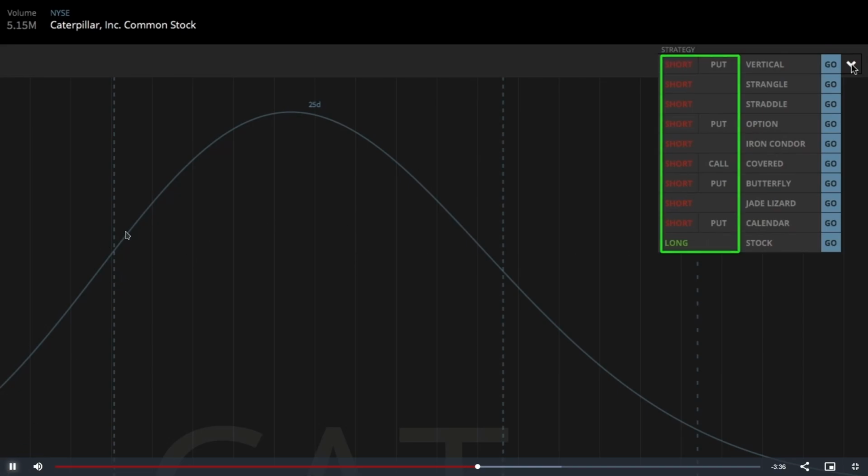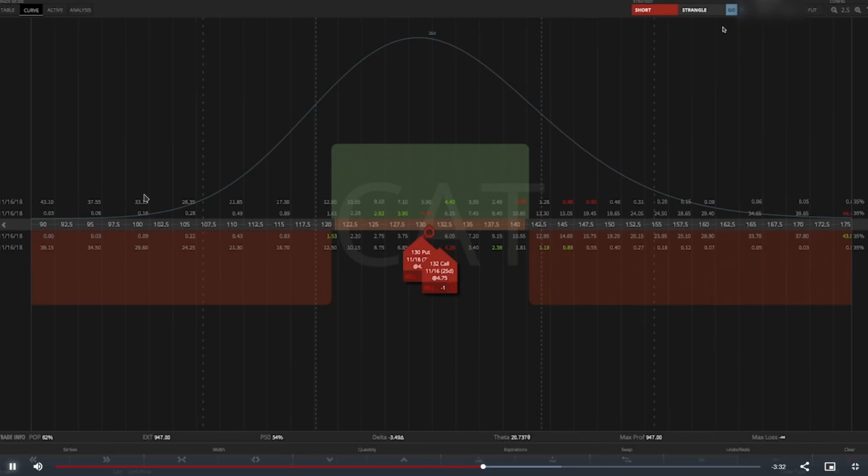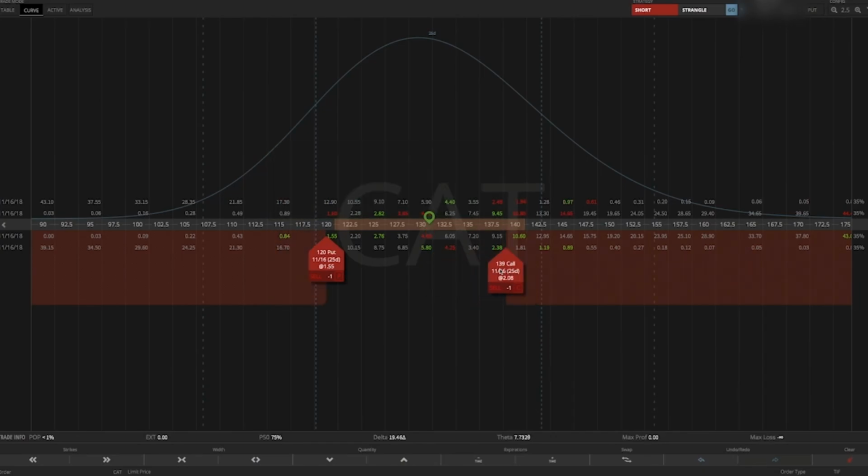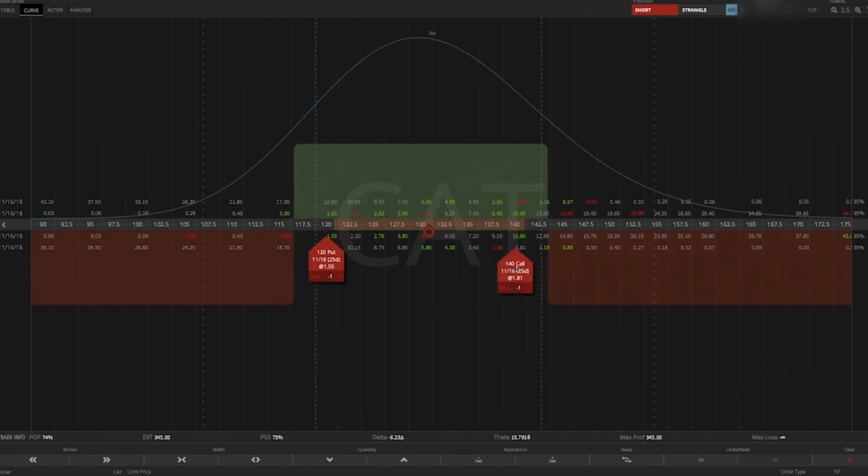I select short strangle, and it spits out some strikes that I can easily adjust. I'm in the November cycle already, which is actually where I want to be. I think CAT will stay within a 20-point range for earnings, so I sell a 120 put and a 140 call to strangle the stock price.